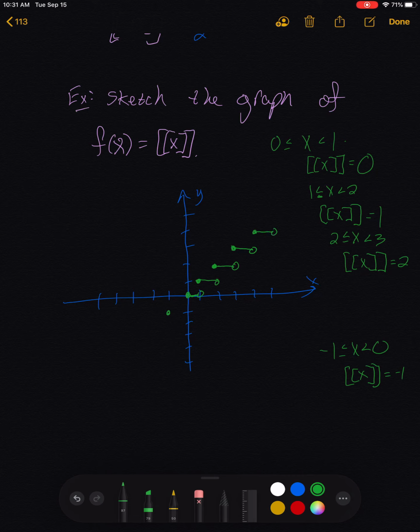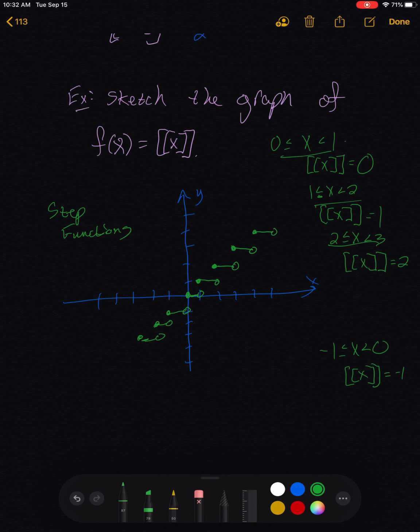And the same thing is happening on the negative portion of the axis. So from negative 2 to negative 1, from negative 3 to negative 2, and so forth. So each one of these little steps is the graph of one of these intervals. And functions like this are called step functions because when we graph them, we get what looks like a set of stairs.